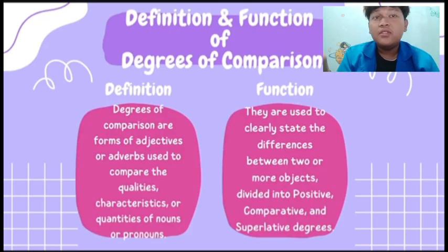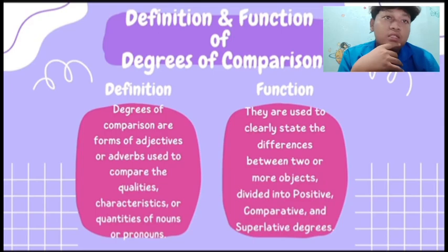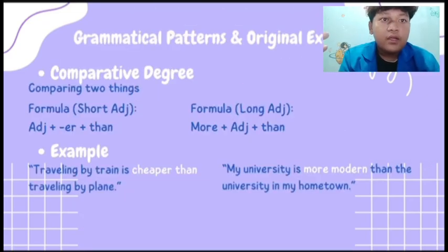Next, we move to topic 2, degrees of comparison. By definition, degrees of comparison are forms of adjectives or adverbs used to compare the qualities, characteristics, or quantities of nouns or pronouns. Their function is to clearly state the difference between two or more objects, and they are divided into positive, comparative, and superlative degrees. They have two main patterns: the comparative degree and the superlative degree.